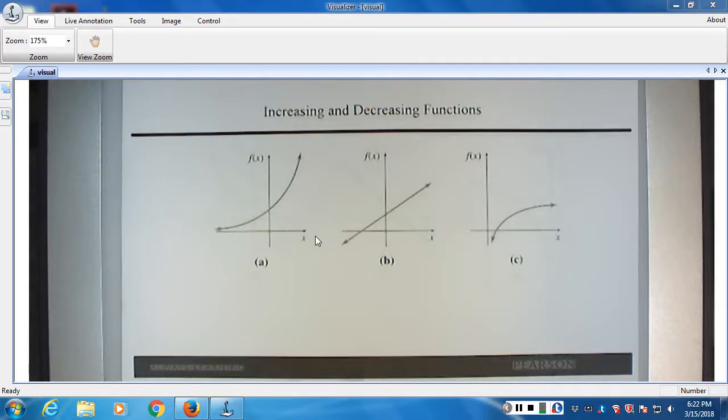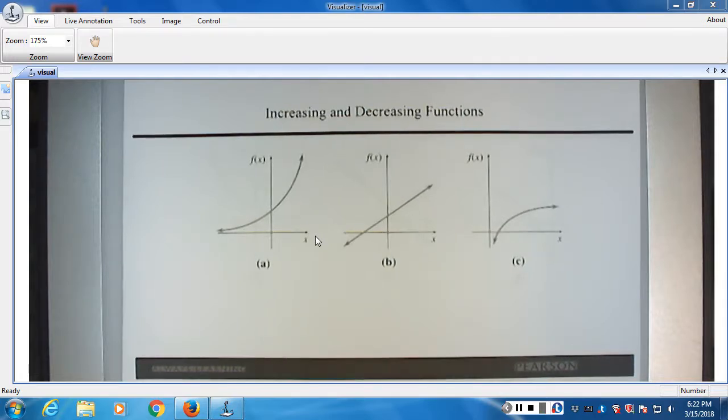So first, let's just talk about what words mean. What does it mean when something's increasing? Two words. What is it doing? Getting bigger, going up. Okay, that's the main thing. And if it's decreasing, it's getting smaller, it's going down.